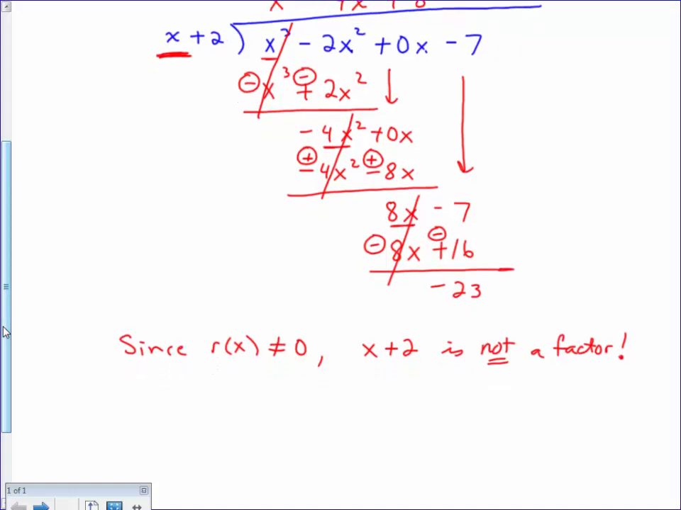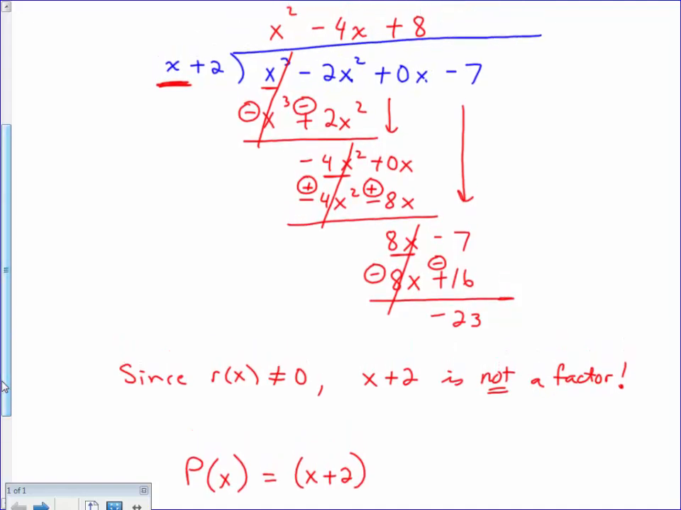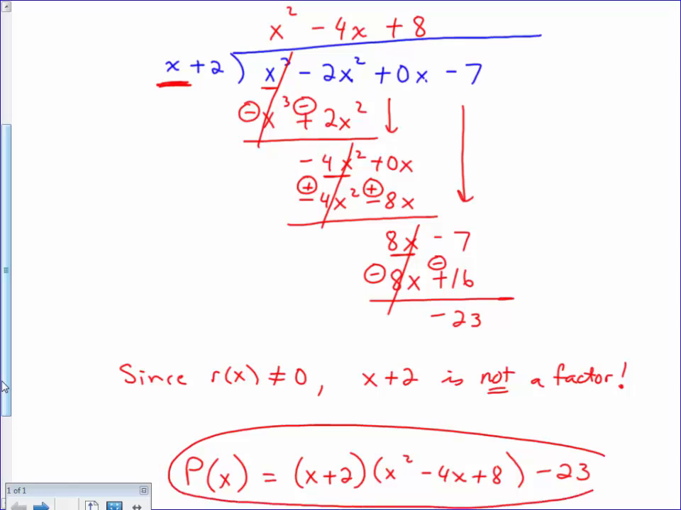P of x is the thing that I'm trying to divide, so that's the x cubed minus 2x squared minus 7. If you want to in the answer, you can just simply write P of x equals, and then the divisor was x plus 2. Let me see if I can scroll up a little bit to see what my quotient was. My quotient was x squared minus 4x plus 8, and then my remainder was negative 23, so minus 23 at the end. And then that would be my final answer.